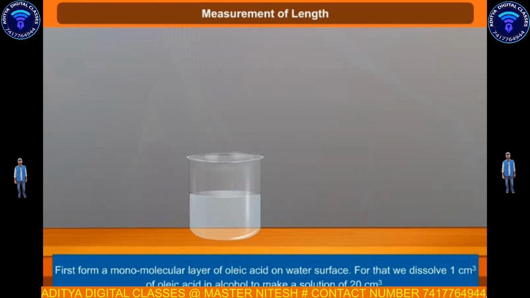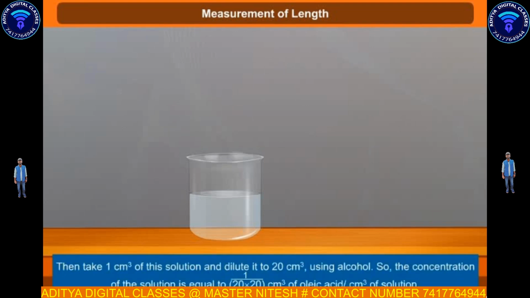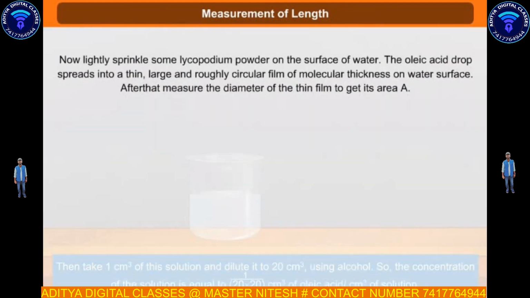For that, we dissolve 1 centimeter cube of oleic acid in alcohol to make a solution of 20 centimeters cube. Then take 1 centimeter cube of this solution and dilute it to 20 centimeters cube using alcohol. So the concentration of the solution is equal to 1 upon 20 times 20 cubic centimeter of oleic acid per cubic centimeter of solution. Now lightly sprinkle some lycopodium powder on the surface of water.